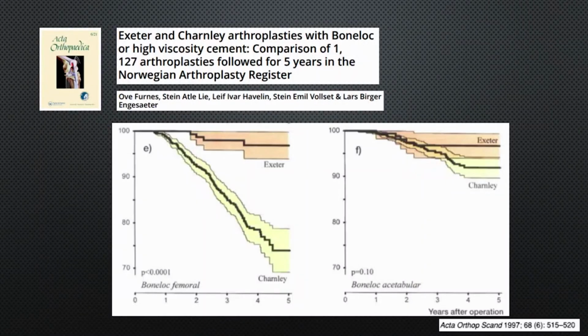And the next slide illustrates something very different. Basically, this is also from the Norwegian registry. And you can see here they're comparing 2 cemented implants. And my point is, not all cemented implants are the same.